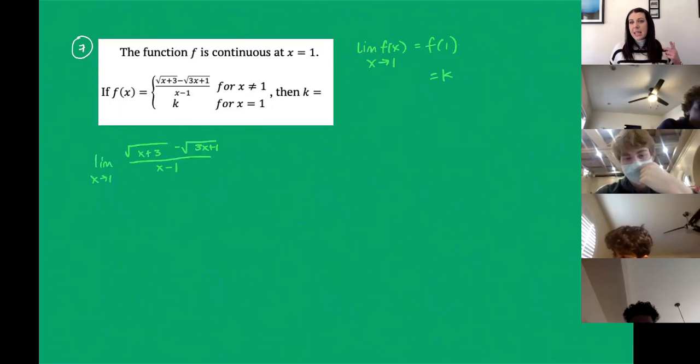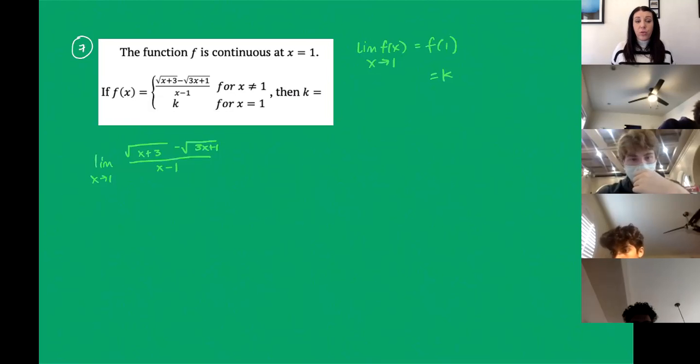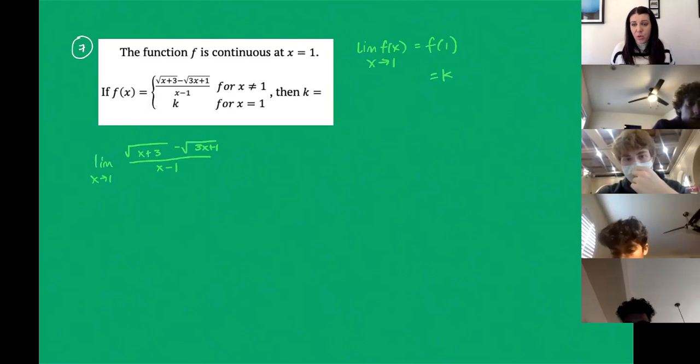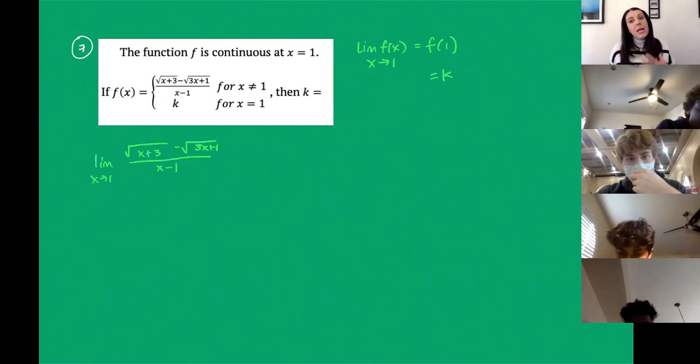We should always at least think through what would happen if we plugged it in. Sometimes you plug it in and it just works. So always think through that before you start doing all this other stuff. But if I plug in 1 here, I get the square root of 4, which is 2, minus the square root of 4, which is 2. So 2 minus 2 over 1 minus 1. So I get 0 over 0. That tells me there's a hole at 1, meaning at some place, if I do some algebra, I'm going to be able to cross out x minus 1 over x minus 1. That's going to happen.